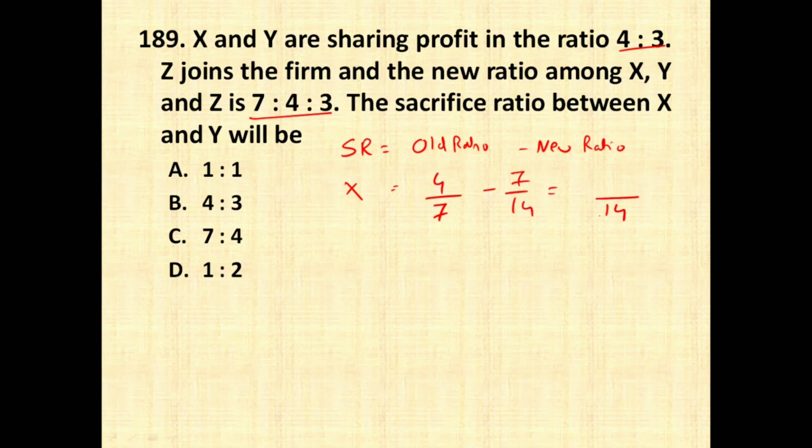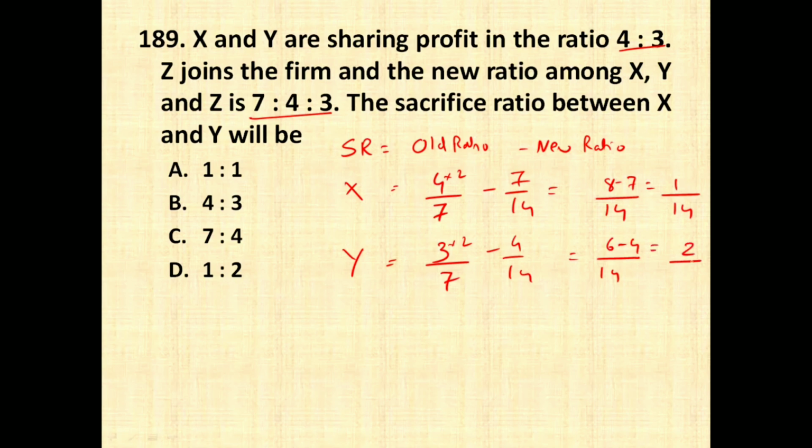So LCM is going to be 14, 7 into 2. So 8 minus 7 is going to be 1 by 14. And Y's sacrifice ratio is old ratio of Y was 3 by 7 minus new ratio is 4 by 14. So again LCM is 14, 7 into 2, 3 2s are 6 minus 4 is 2, 2/14. So sacrifice ratio of X and Y is nothing but 1:2, which is option number D.